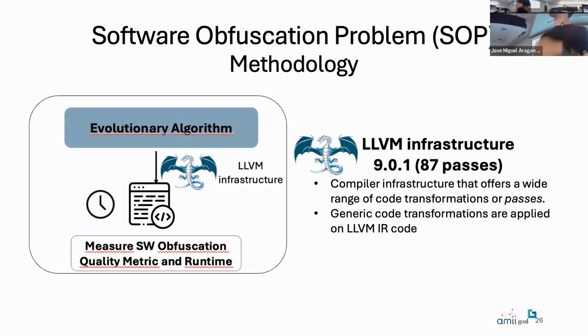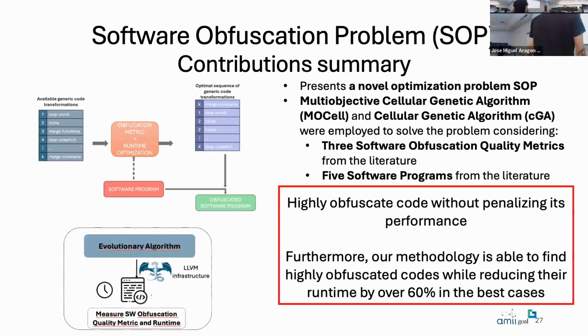And for this case, we have employed an evolutionary algorithm with the LLVM infrastructure in version 9.0.1 with 87 transformations. And we applied these transformations to the intermediate representation of the code level. So we are obfuscating at this level of the code.